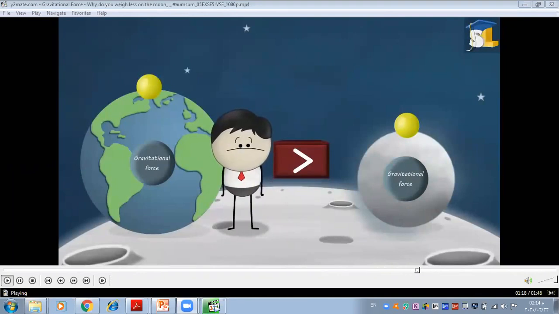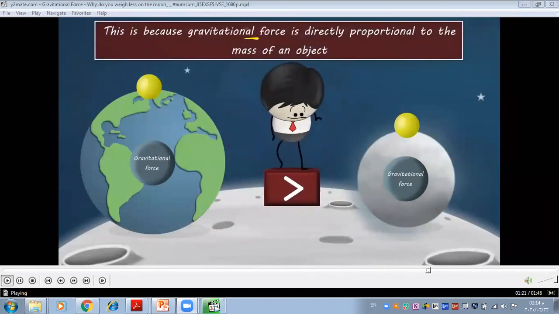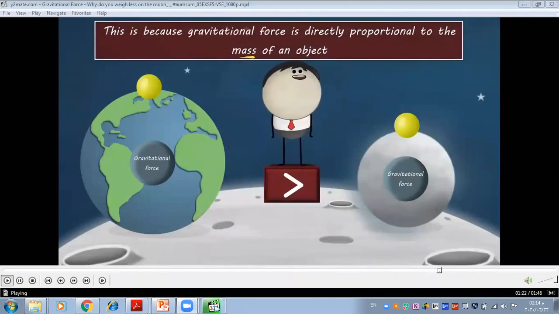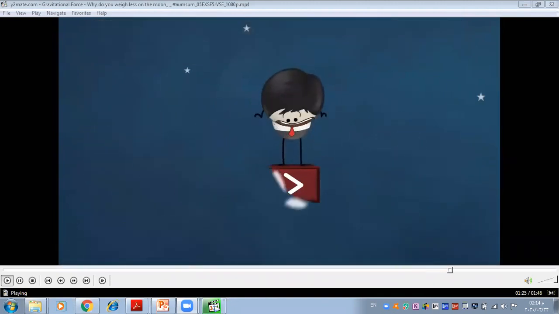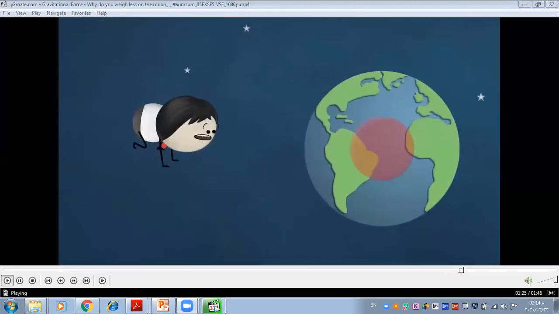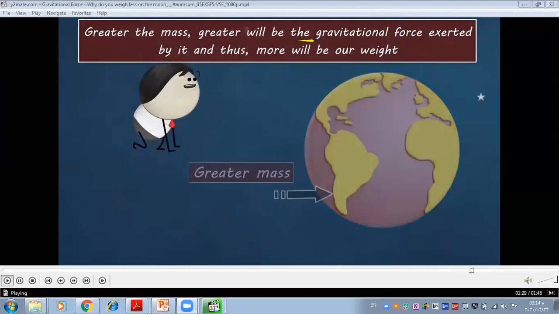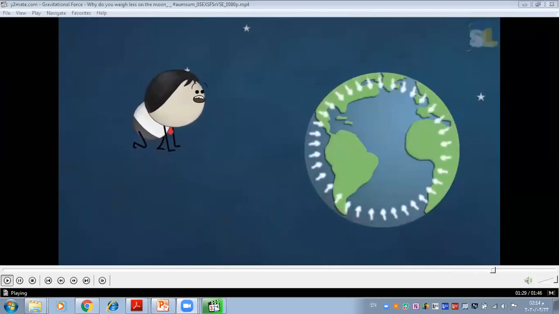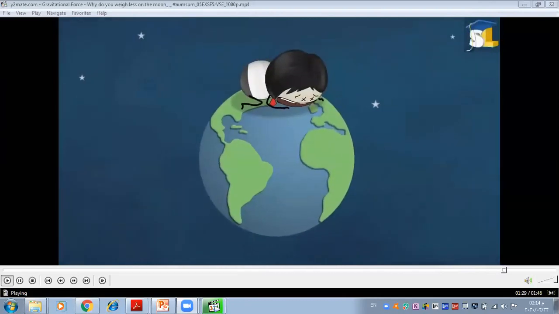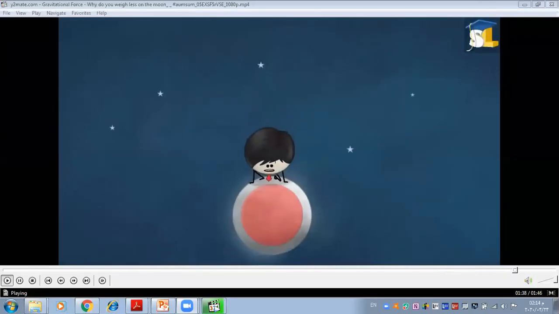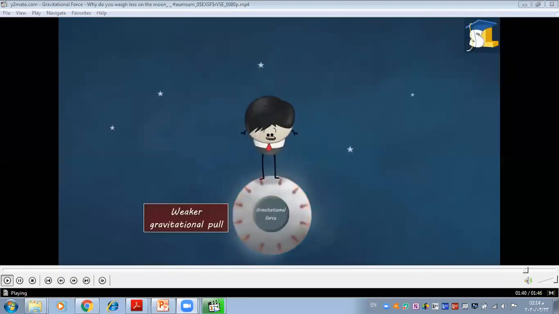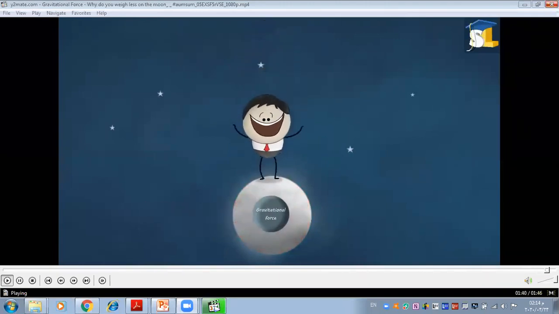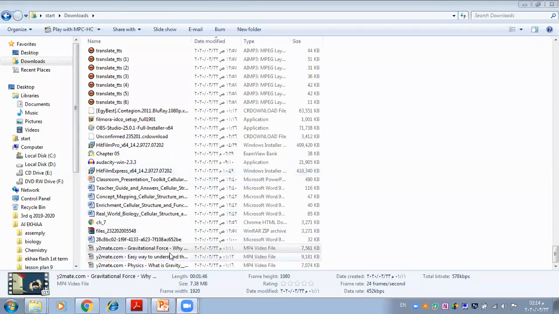But do you know why? This is because gravitational force is directly proportional to the mass of an object. The greater the mass, the greater will be the gravitational force exerted by it, and thus, the more will be our weight. As the moon has lesser mass than the Earth, it has a weaker gravitational pull, and hence, we weigh less on the moon.